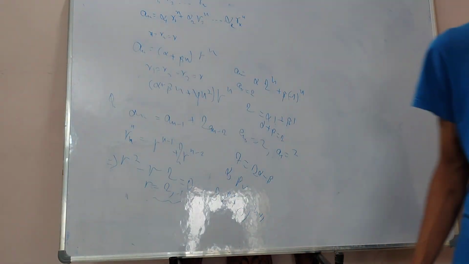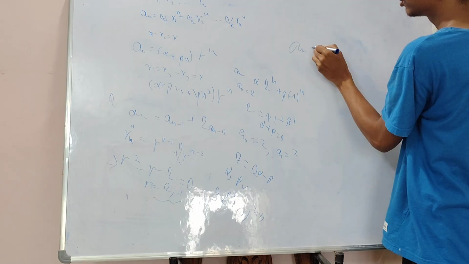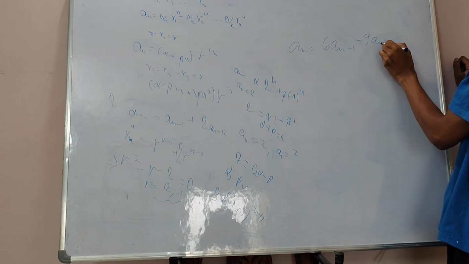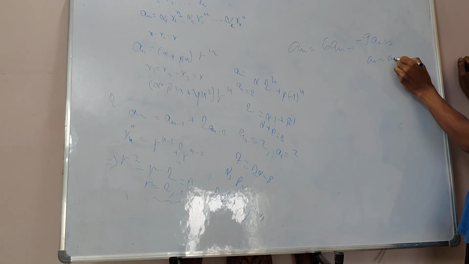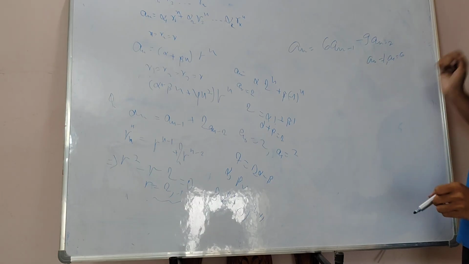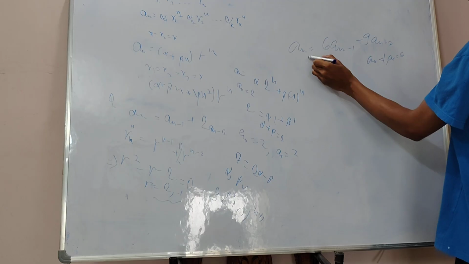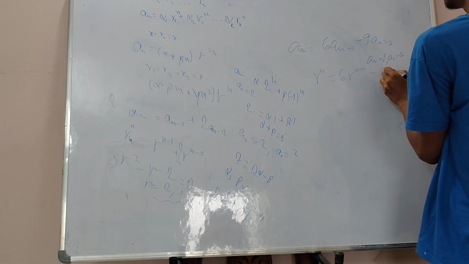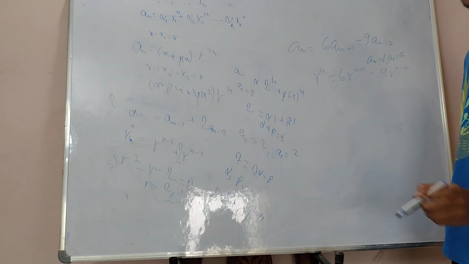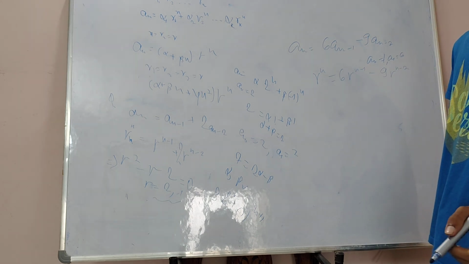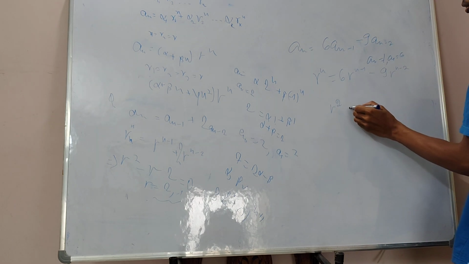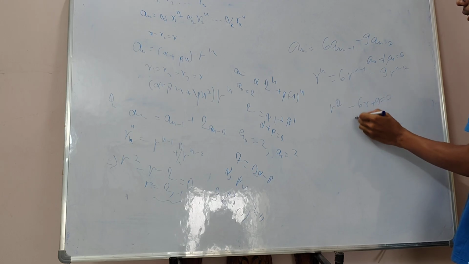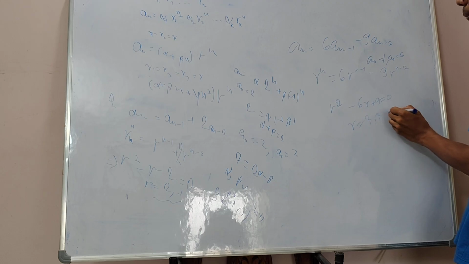Now let's discuss the next question. Suppose I am given a_n is equal to 6 a_(n-1) minus 9 a_(n-2) and a0 is 1, a1 is 6, right. So it will be written as r to the power n equals 6 r to the power n minus 1 minus 9 r to the power n minus 2, right. And this will then be written as r square minus 6r plus 9, and the solution will be r is equal to 3 comma 3, repeated root.